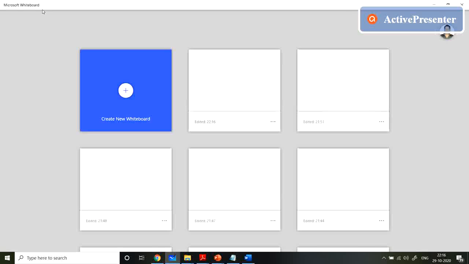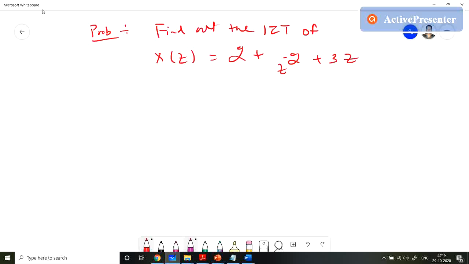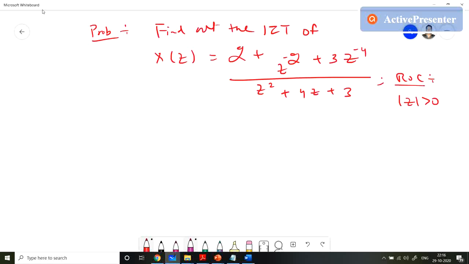Now let us do another problem. The problem is: find out the inverse Z transform of X(z) equals 2 plus z raised to the power minus 2 plus 3z raised to the power minus 4, divided by z square plus 4z plus 3, and the ROC is modulus of z greater than 0.